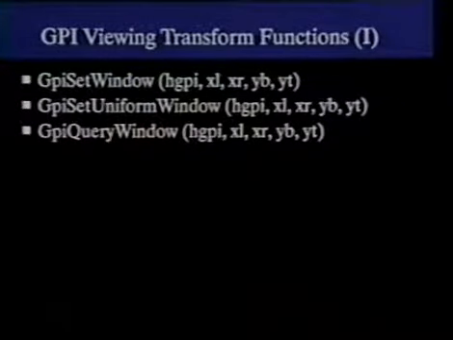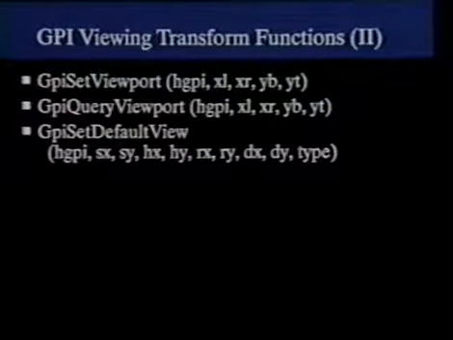When you want to actually view something, you can set up a window in modeling space and set it up to be uniform relative to the actual coordinate page locations as they're being used now. You can find out what that window is. When you want to set up a viewport on the page, you can set that viewport, find out what it is, and you can also set a default type of view. Notice that we begin now, the default view has to do with scaling, shearing, rotating, and displacing. But beyond this point, everything is going to be rectangular.